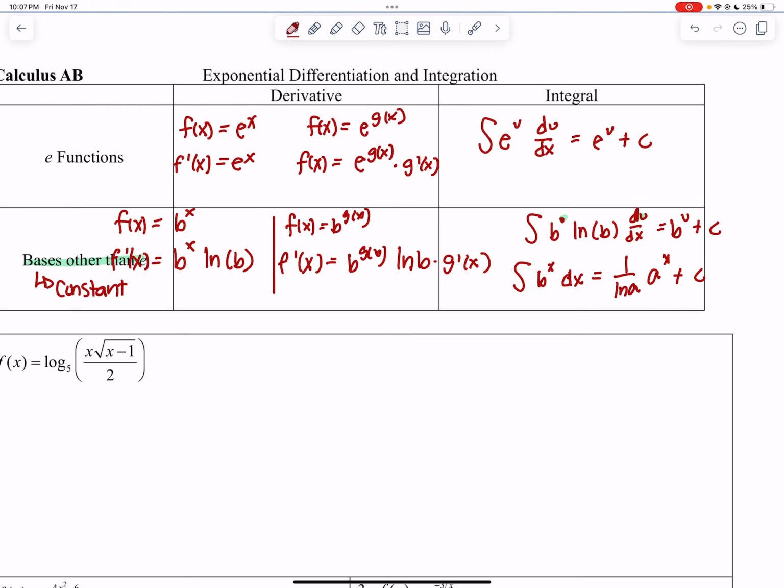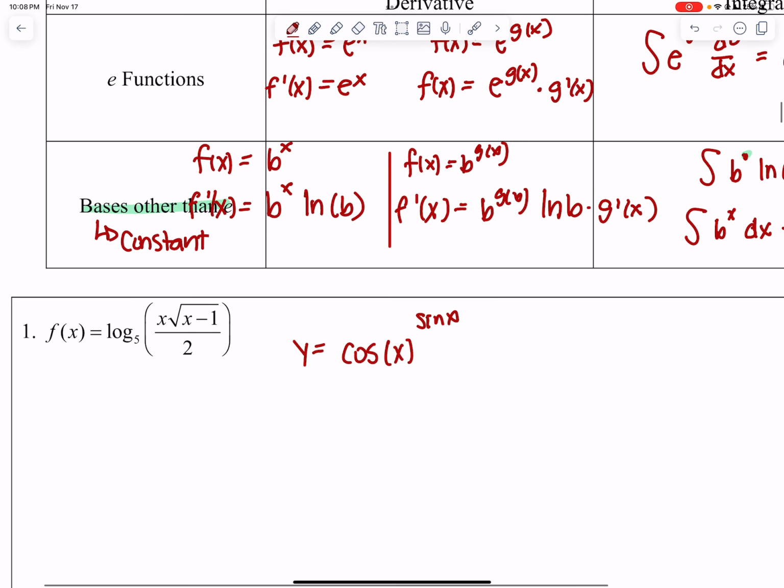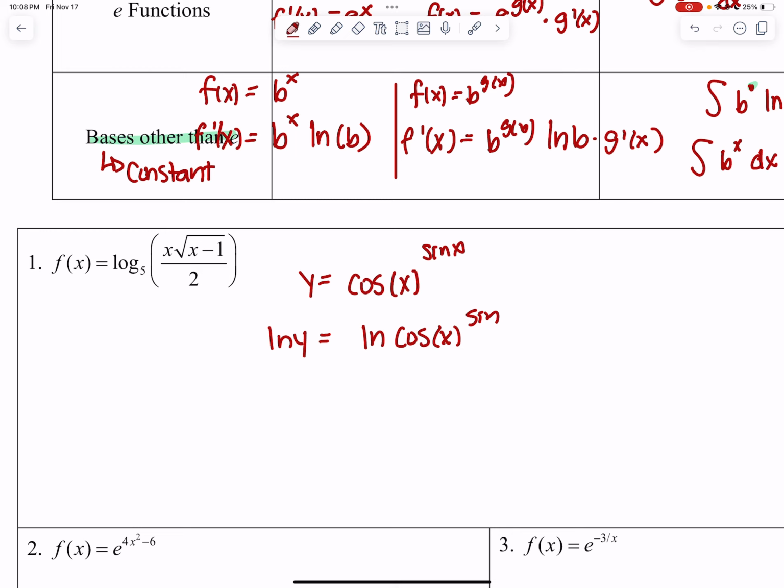Now, like I said, if you have a function as a base, so let's say that you have cosine of x, and that's raised to sine of x, then you're going to use logarithmic differentiation. So that's y equals cosine x to the sine of x. Then ln of y is equal to ln of cosine x to the sine of x, and then you could bring that sine up front, and then take the derivative from there. But we're not going to do that.